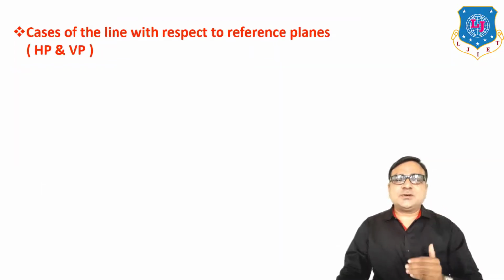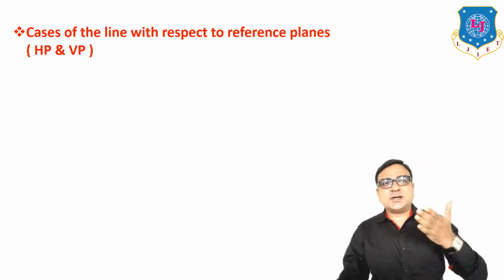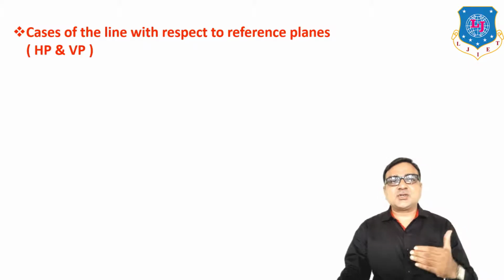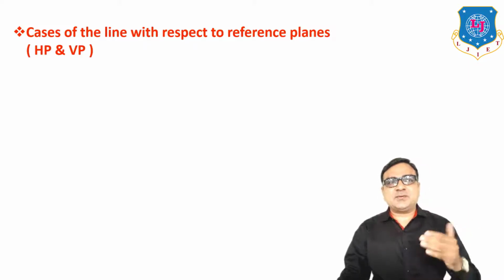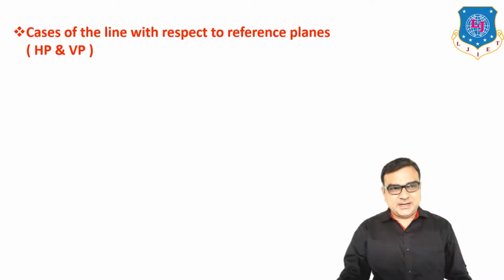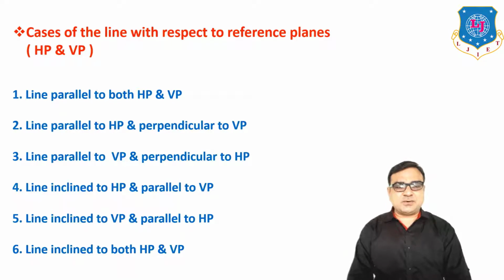Now, in projection of a line, the conditions of the line are different with reference to HP and VP in the first quadrant, second quadrant, third quadrant, and fourth quadrant. So here let us see the number of cases in projection of a line.